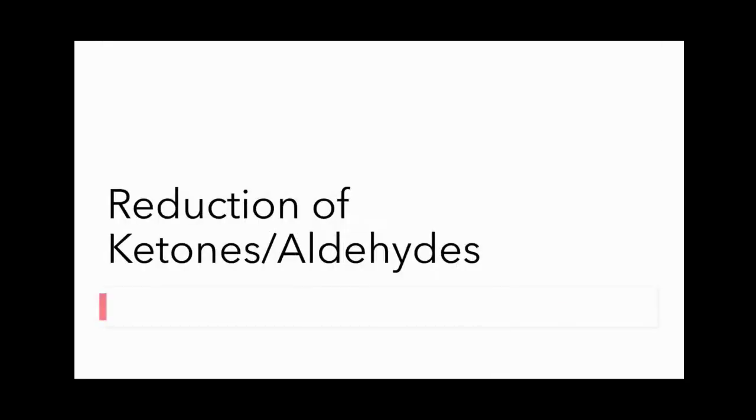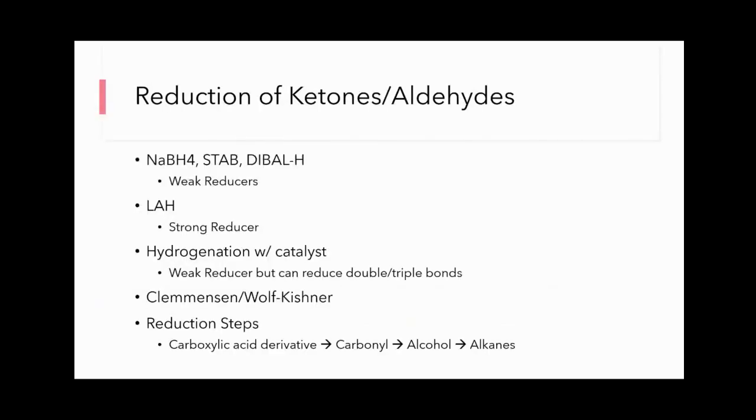Right. So next part is reduction. There are different kinds of reduction that we can do. We can do NaBH4, STAB or DIBAL. There's LAH, a strong reducer, halogenation, Clemmensen or Wolff-Kishner, and here are the steps when you're reducing, carboxylic acid derivatives being the most oxidized, and alkanes being the most reduced.